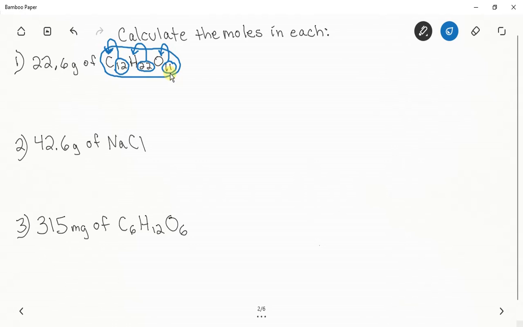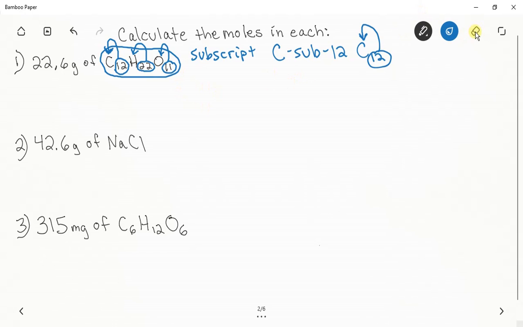So when you see these little numbers down here, we call them a subscript. Sometimes a science teacher might say, carbon sub 12, or C sub 12. And that just means 12 carbons.